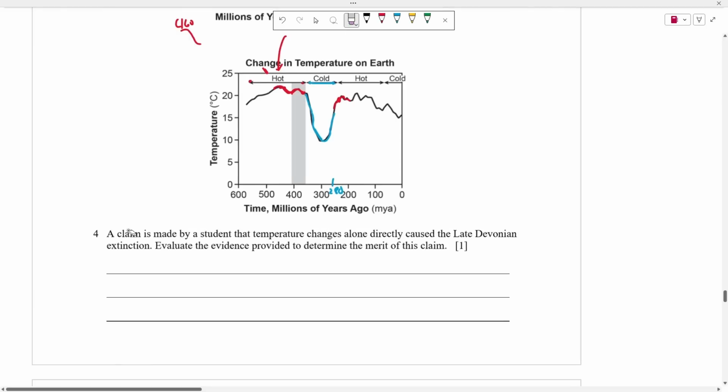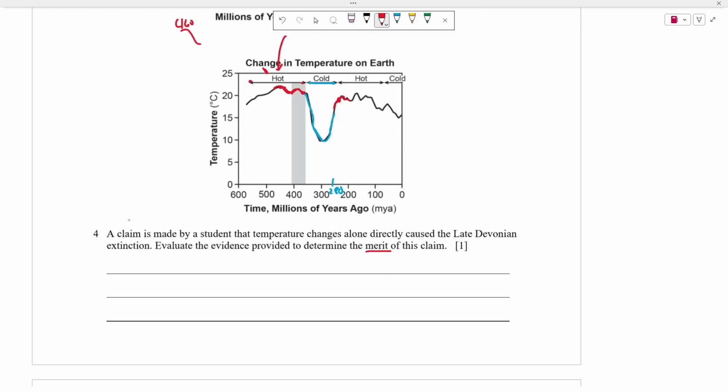And this is important because number 4 tells us that a claim is made by a student that temperature changes alone directly caused the late Devonian extinction, and they want us to evaluate the evidence provided to determine the merit of this claim. So the merit of a claim is the validity of it. Is the claim valid or not, or is the claim truthful or not, okay?